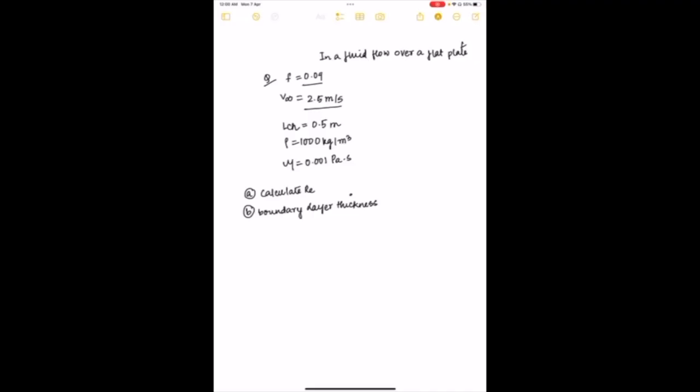So let's solve this problem one by one, starting with the Reynolds number. What is the formula of Reynolds number? As shown previously, Reynolds number equals LCH V infinite into rho by mu. So RE equals 0.5 into 2.5 into 1000 divided by 0.001. Please check the units. So we will get 1250 divided by 0.001, that is 125000. This is our Reynolds number.